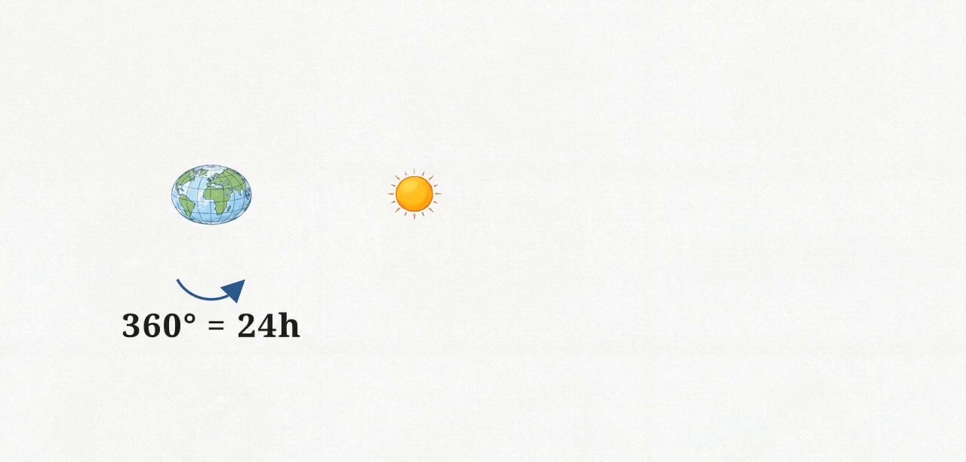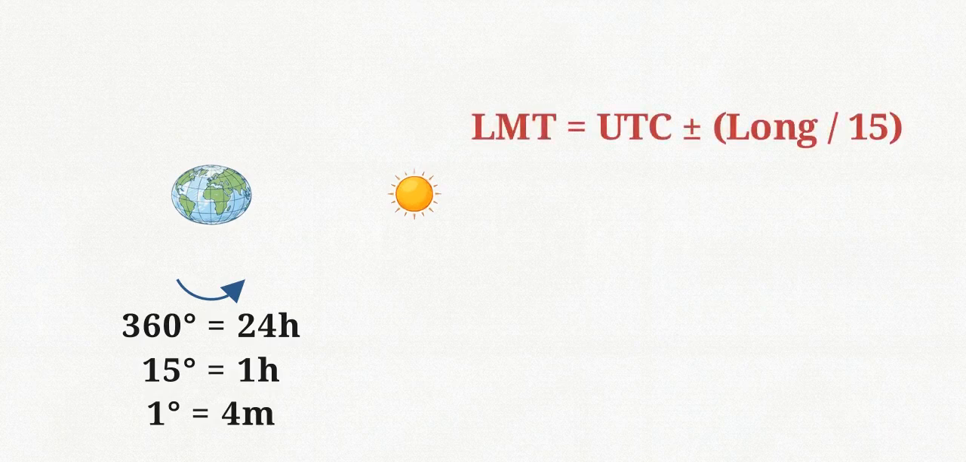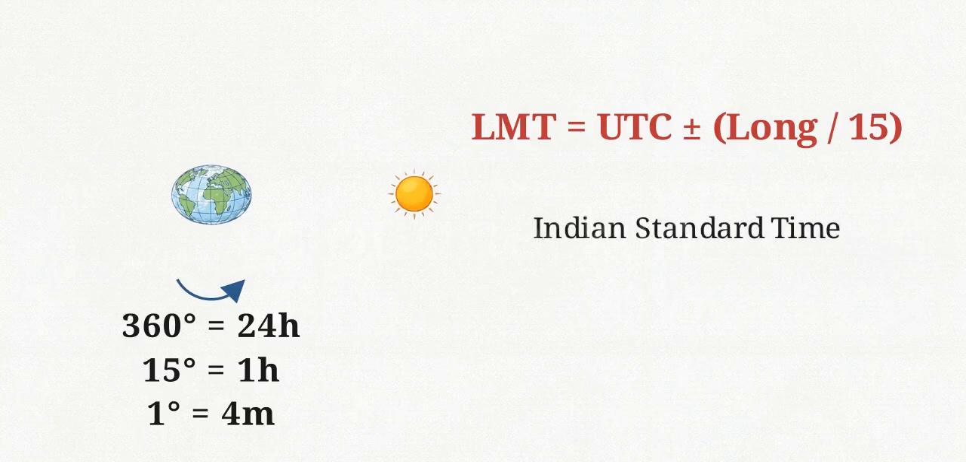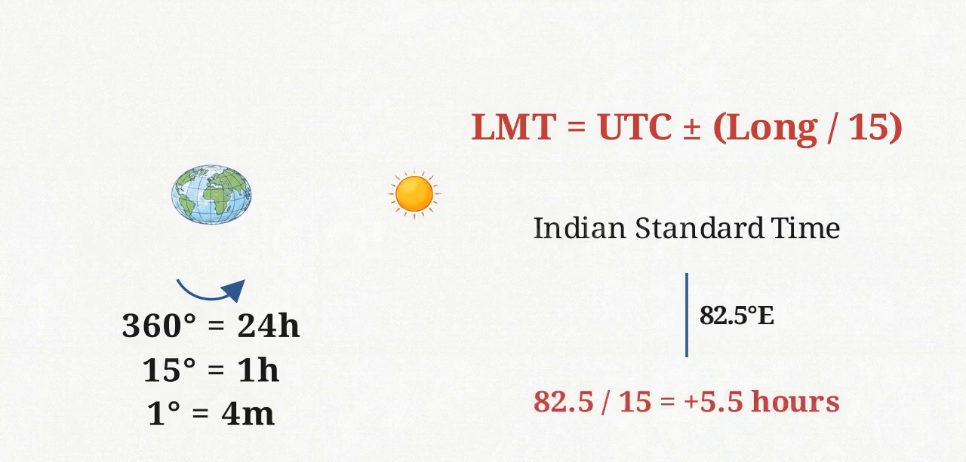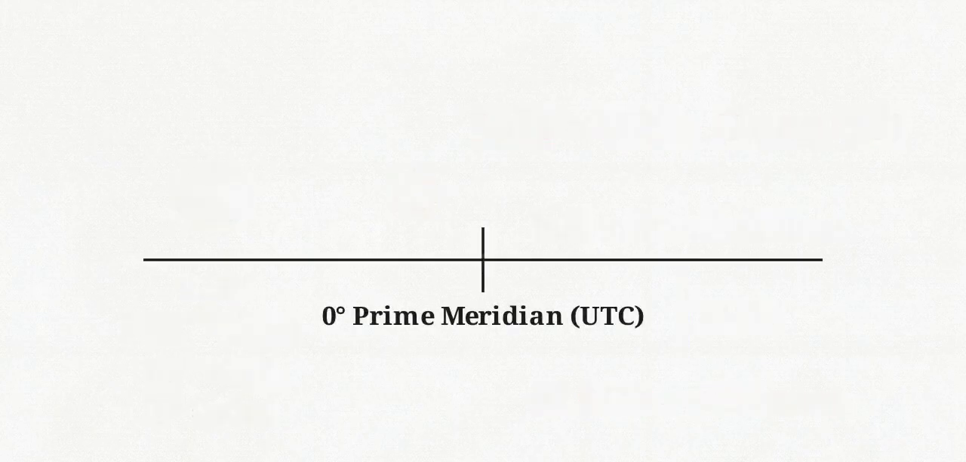With the direction set, we move to time. The Earth rotates 360 degrees every 24 hours. This means 15 degrees of longitude equals 1 hour of solar time, and 1 degree equals 4 minutes. We calculate local mean time by taking coordinated universal time and adding or subtracting the longitude divided by 15. Indian Standard Time simplifies this across the country. It is permanently fixed to the meridian at 82.5 degrees east. Dividing 82.5 by 15 gives us an exact offset of UTC plus 5.5 hours.